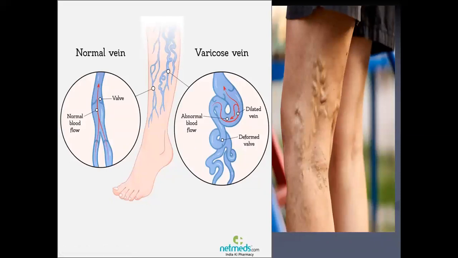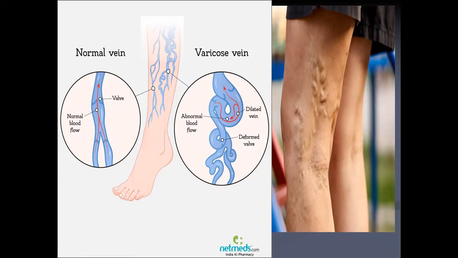Varicose veins. What are varicose veins? Varicose veins is a condition in which the walls of the veins lose their elasticity and they become weak and varicose. Varicose means enlarged, tortuous, dilated. So you see dilated, tortuous veins. So veins are going to lose their elasticity. The varicose veins tend to dilate under the pressure of the blood against gravity.